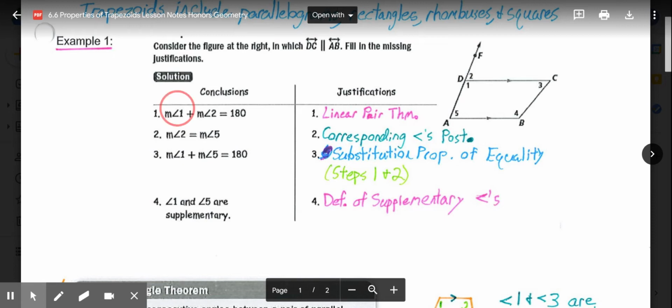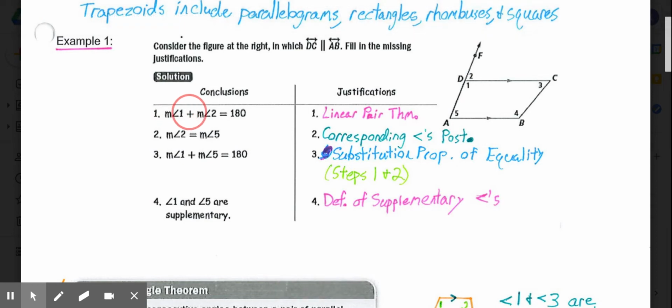The first conclusion that they gave us was the measure of angle 1 plus the measure of angle 2 equals 180 degrees. If we find angles 1 and 2 right here, they are a linear pair, and the linear pair theorem tells us the measure of the two angles equals 180 degrees. So our justification is the linear pair theorem.